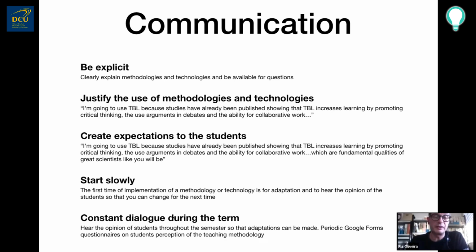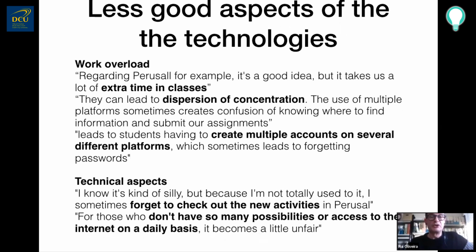And during all the semester, I talked to the students during each class about the methodologies, and then I performed several Google questionnaires in Google platforms for anonymous answers to feel how they perceive their learning, how they perceive their adaptation to the methodologies. So one of the questions, which was an open answer question, regarded the less good aspects of technologies. They complained about, of course, work overload. They complained always about this, but of course they're right.